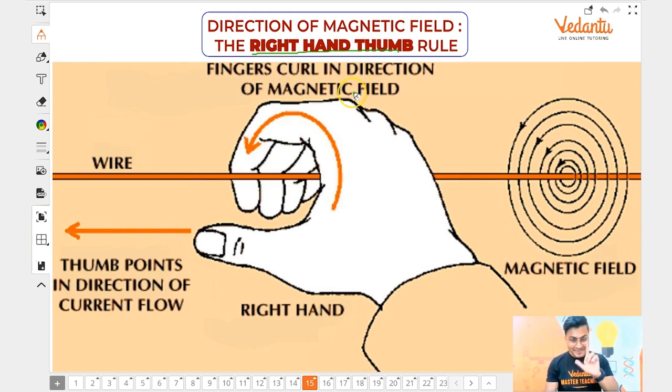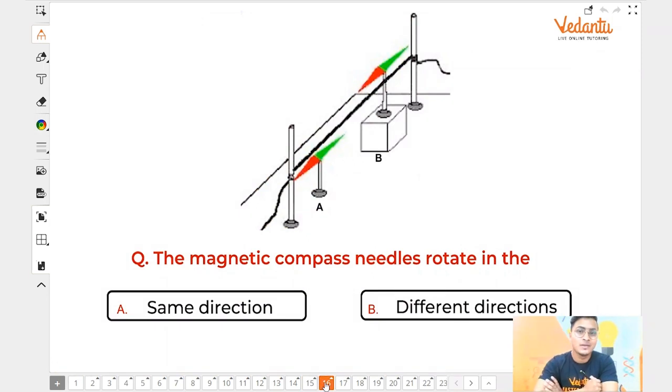Take it. Now, giving you the question here. Same question which we discussed. The magnetic compass needles rotate in the same direction or different directions? Guys, put your answer here right now in the chat. Let me see how many of you give the correct answer. You already know how to find out which is the correct option. Just use the right hand thumb rule. You will be really happy to know that you got the correct answer. Go for it, guys. All the brilliant students, this is a higher order thinking skill question. Come on, let me know what is the answer.